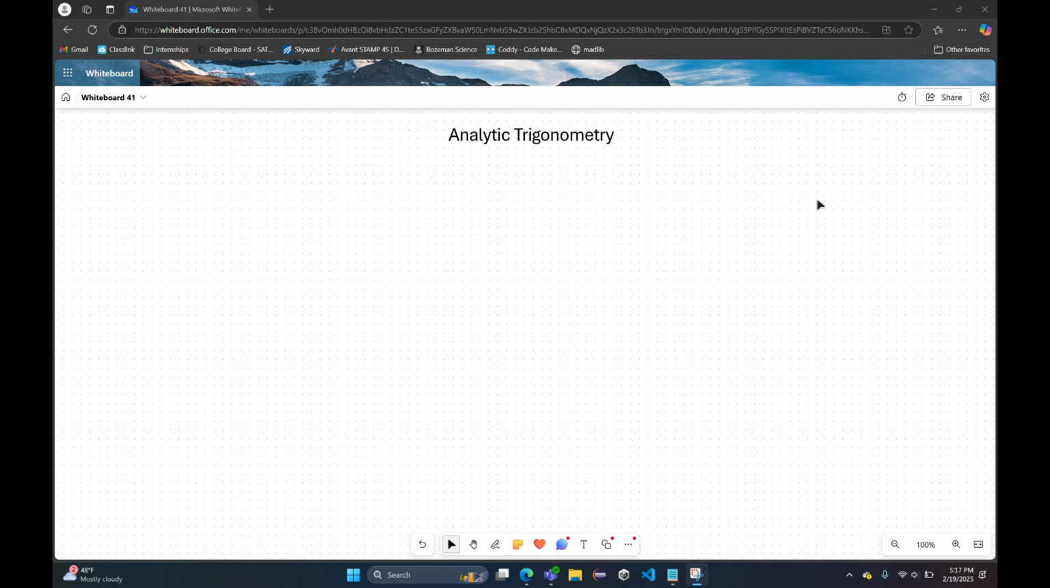Trigonometry. Now, within analytic trigonometry, there's basically two main big ideas: solving equations using trigonometric equations, and second, verifying trigonometric identities. So first, let's talk about what trigonometry is. Trigonometry is just going to be the use of our sine theta, cosine of theta, and tan of theta.